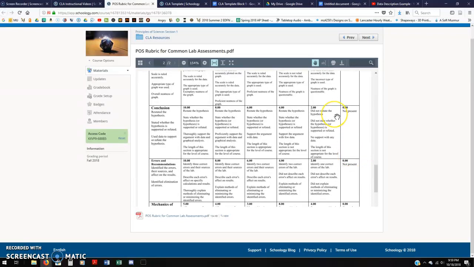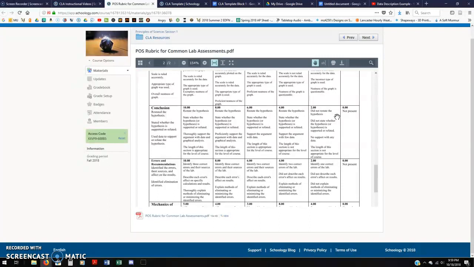Alright, this video we're going to talk about conclusions. So the conclusion section is also a 10-point section, so it's one of the more important ones. The purpose of the conclusion is to restate the hypothesis, state whether the hypothesis is supported or refuted, and then use data to support or refute this hypothesis.